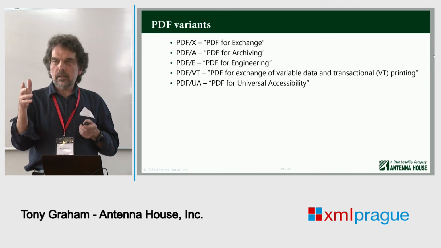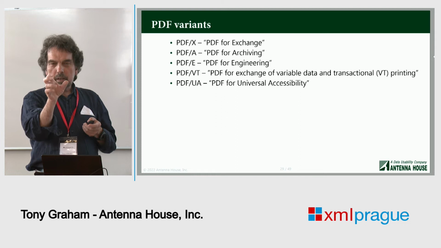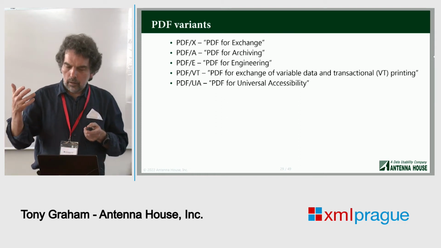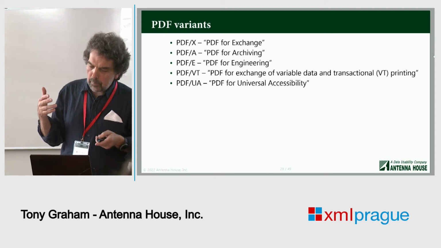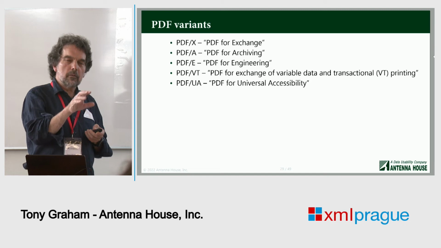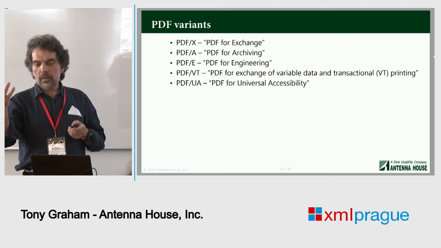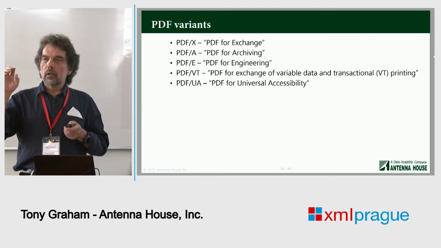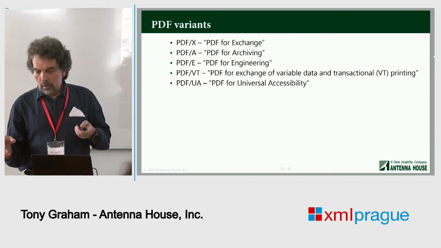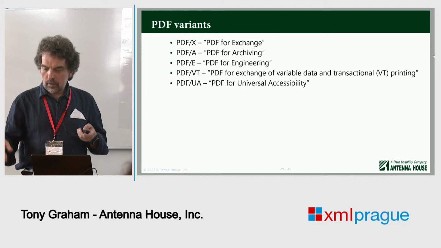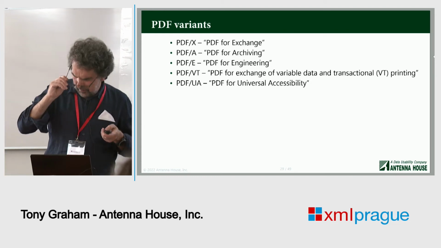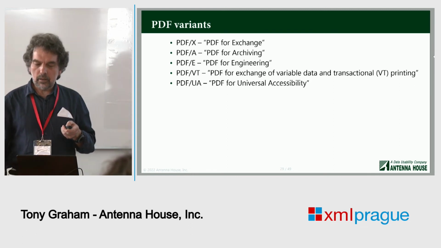PDF/VT is for things like "Dear Tony" in a form letter that I don't want to receive. And PDF/UA is for universal accessibility. That's a profile of PDF which specifies things that you need to do for improved accessibility for people with impairments, but also for people like you and me, or like me, who sometimes need to use their glasses to look at things.